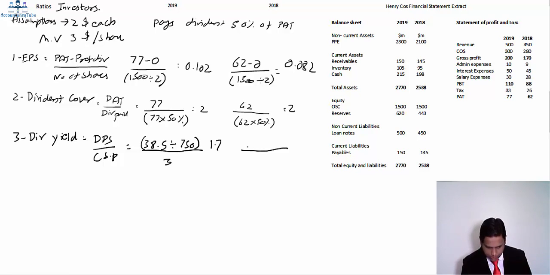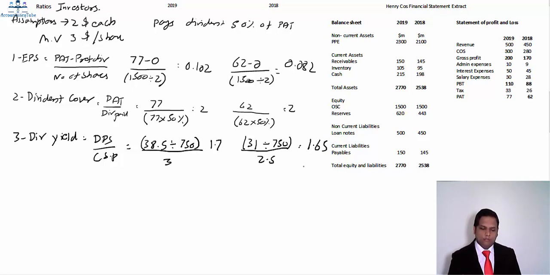Now doing the same for 2018, that is 31 divided by 750. Now the last year share price was 2.45 on the assumption, and if we compute all this you get 1.65. So the dividend yield has slightly increased. The company is paying more to shareholders when comparing to the share price. However, there is no significant increase. It's only 0.05 increase, so it's quite nominal if you ask me. However, there is an increase in terms of ratio. So that is for dividend yield.